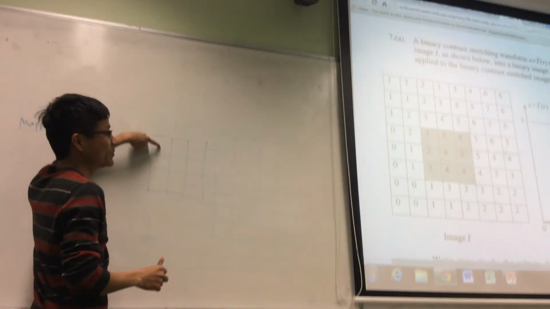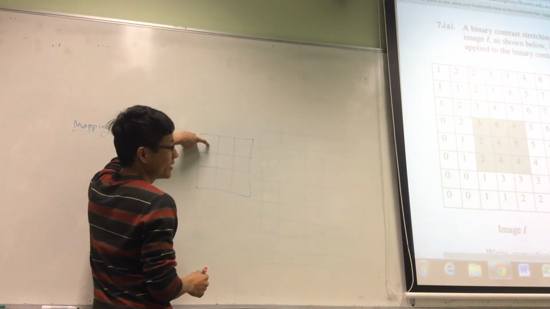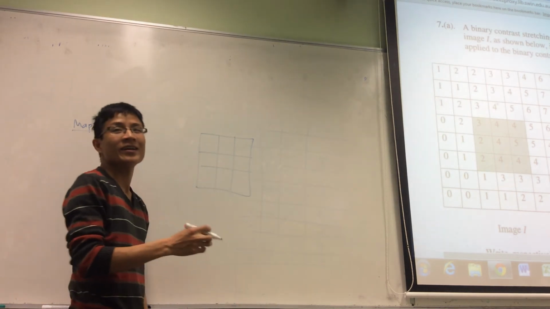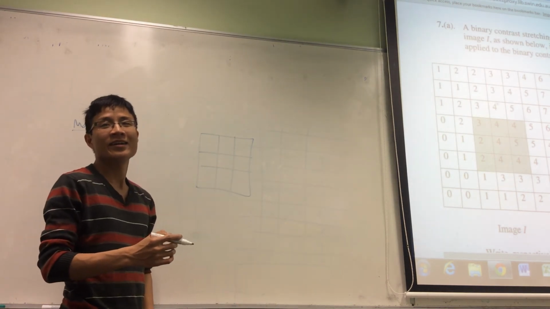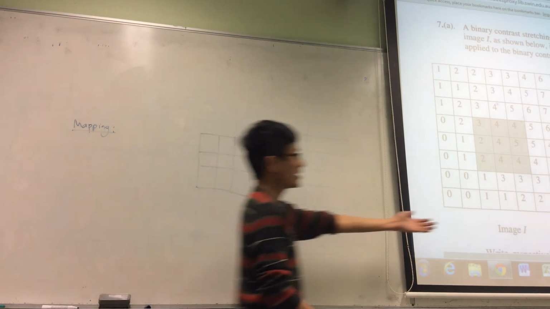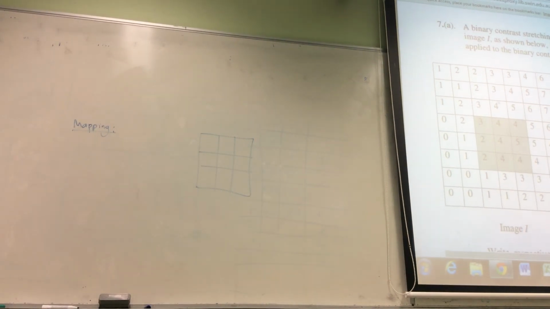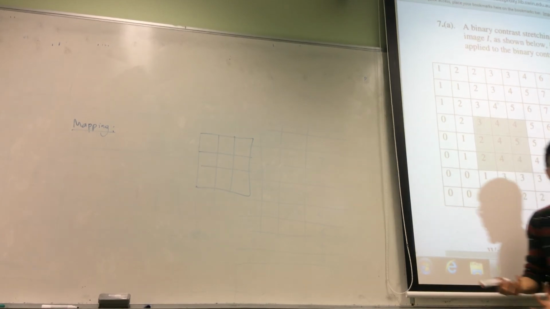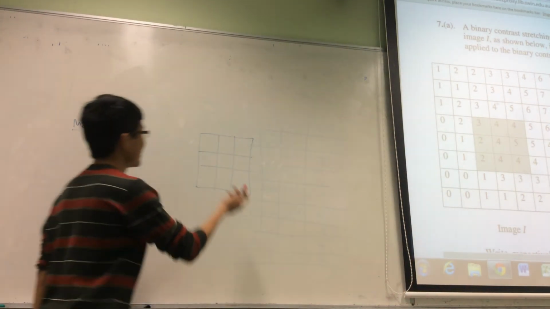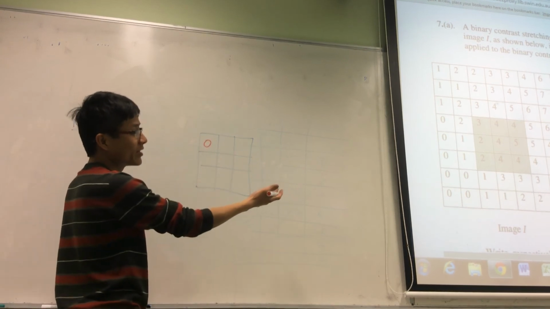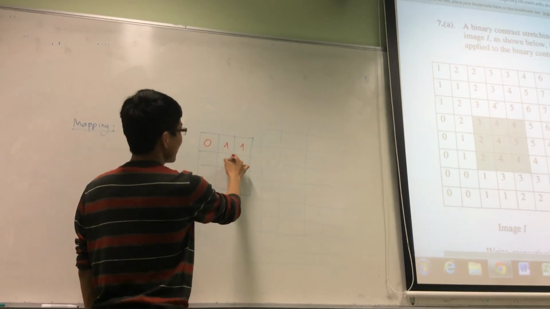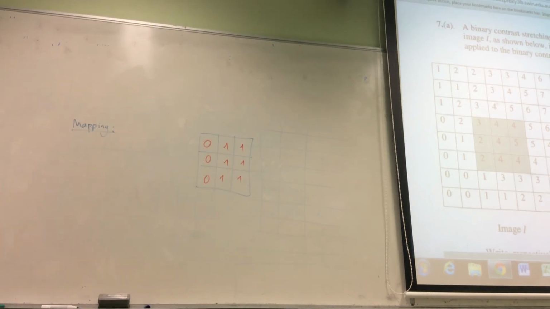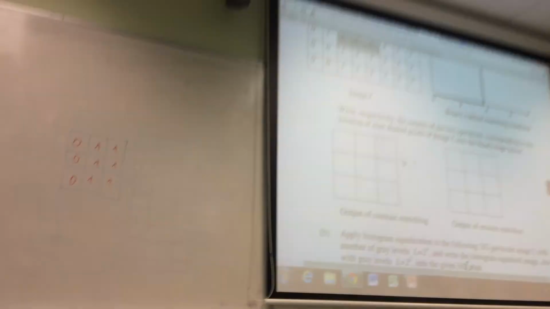So what will 3 become? Less than 4 will become 0, and if it's 4 or more, it's 1. So the result is 1, 0, 1, 0, 1, 0, 1. That's it. So this one is the output of the first step.